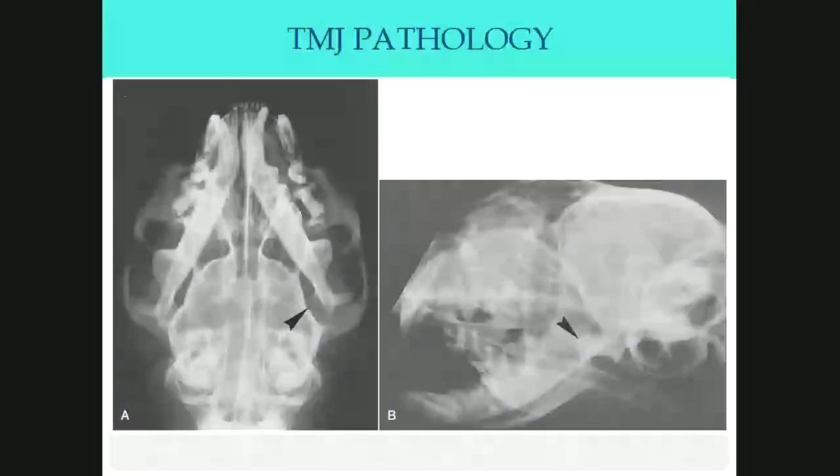So here's an example of some TMJ pathology. The right side is normal. So there's the condyloid process in the mandibular fossa. And on the left side, the condyloid process is rostrally displaced, and there's a radiolucent space between it and the mandibular fossa. Additionally, the mandibular symphysis is deviated away from the side of the luxation. The lateral view is not particularly helpful because of all the superimposition seen, but here one can see that the condyloid process is not surrounded by a nice radiolucent joint space, indicating that there might be pathology.